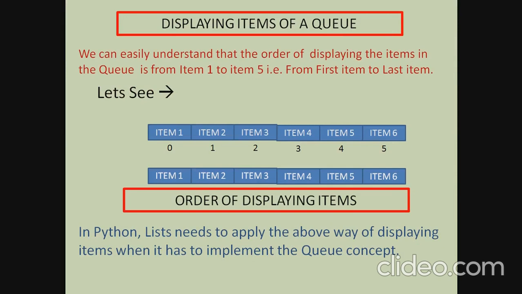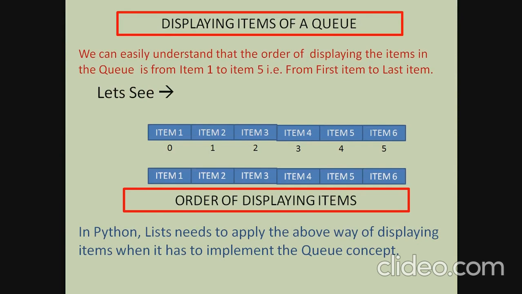So, displaying items of a queue. How will we display the items of a queue? The items of a queue can be displayed from front to rear. How can items be displayed from front to rear?